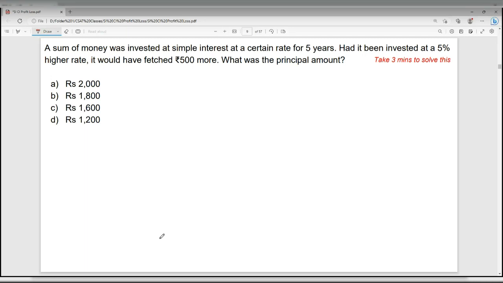A sum of money was invested at simple interest. So this was important, simple interest at a certain rate for 5 years. Had it been invested at a 5% higher rate, it would have fetched 500 more. What was the principal amount? So we need to calculate the principal amount. So we write the chart here, P, R, T, and simple interest.